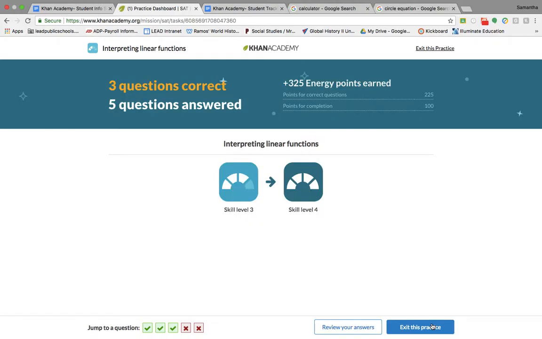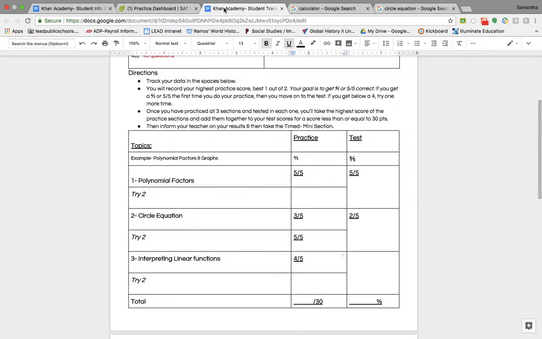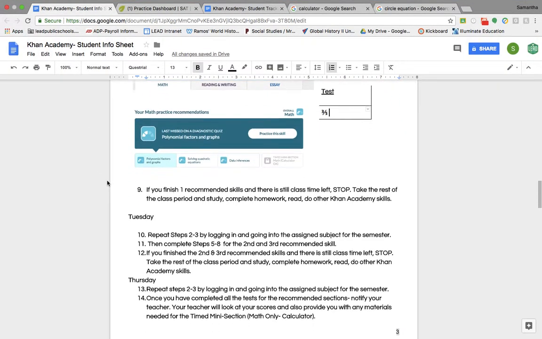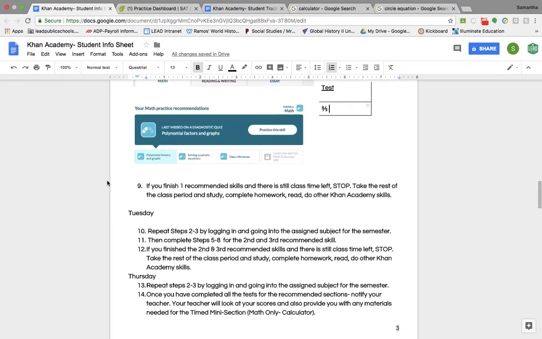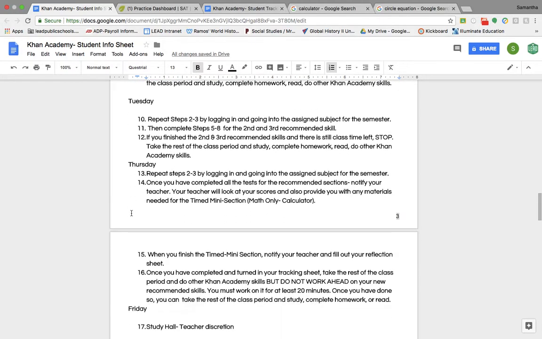Wow. So I got 3 out of 5. Now I can't redo this. So I need to go back up here, and I need to record that I got a 3 out of 5. Okay. So that is what I'm going to do every single day. On Monday, Tuesday, and Thursday, I'm going to make sure I complete that portion.